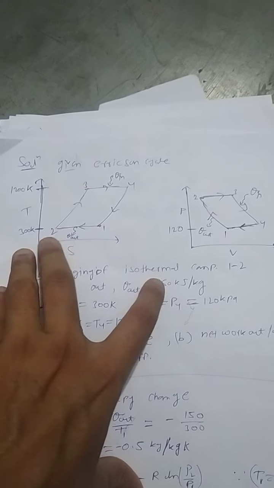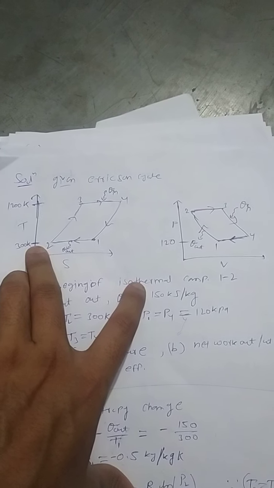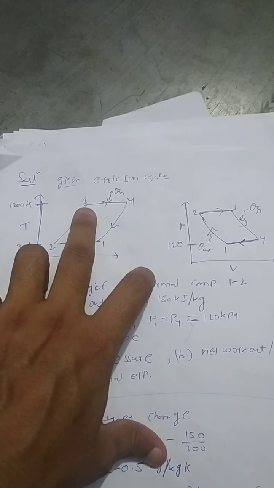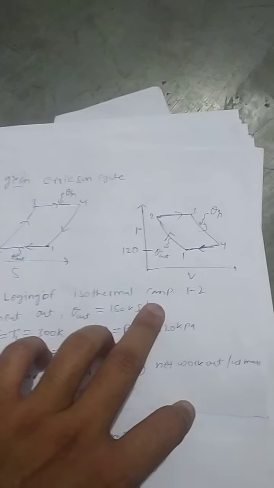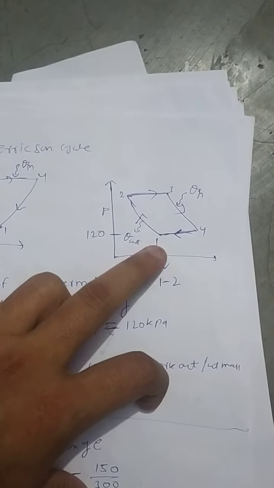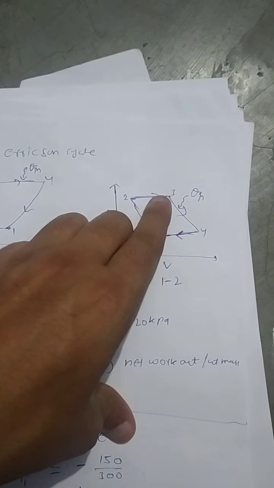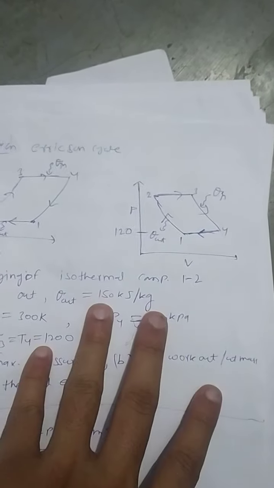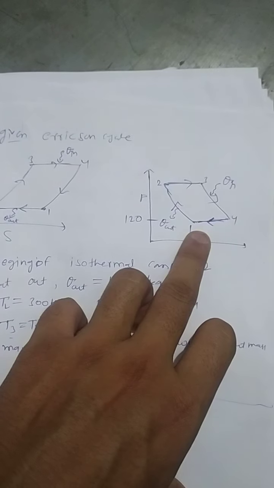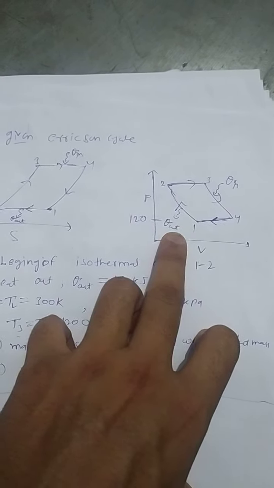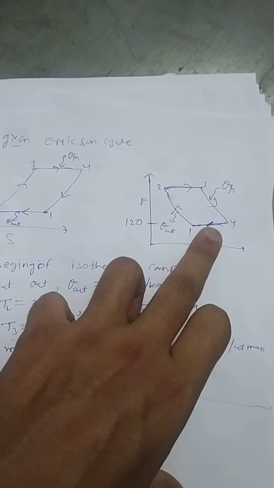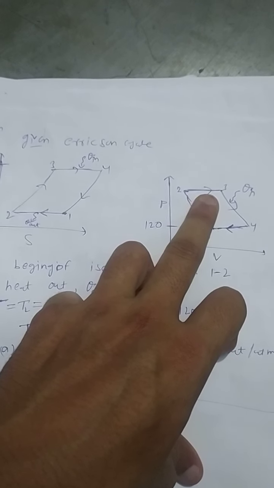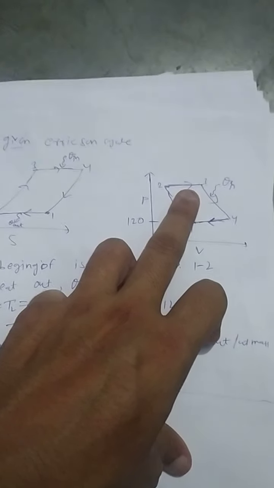1 to 2 at temperature 300 Kelvin, and heat input is occurring at constant temperature 1200 K, that is 3 to 4. Similarly in the PV diagram, 1 to 2 is a constant temperature process and 3 to 4 is a constant temperature process, heat addition and heat rejection. And 4 to 1, here you can see, is a constant pressure process, constant pressure compression and constant pressure exhaustion process.